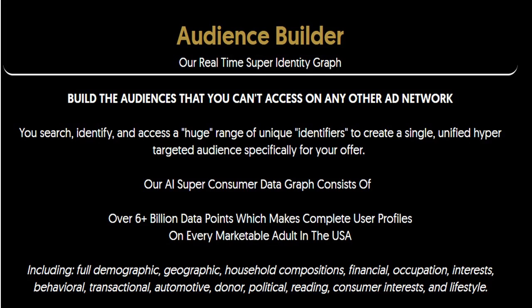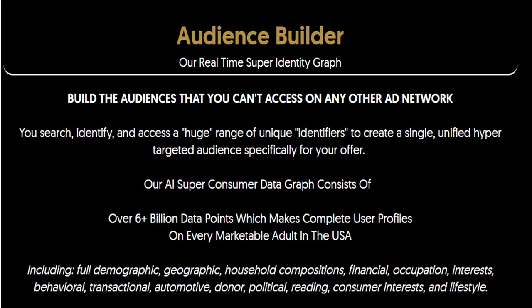What you do here is you search, identify, and access a huge range of unique identifiers to create a single hyper-targeted audience specifically for your offer. So for example, if you have an offer for someone in the credit arena, and you're trying to find people with credit scores above 700, this big data can identify exactly who those people are, in what state they are, how old they are, what their credit records are like, and you can target that specific individual.